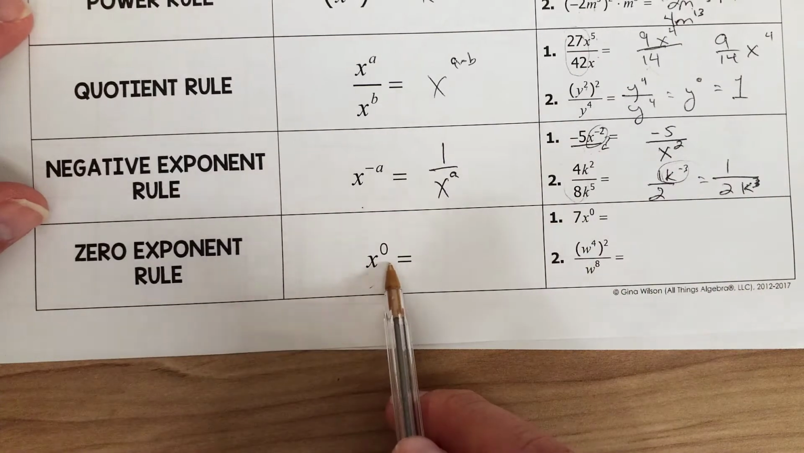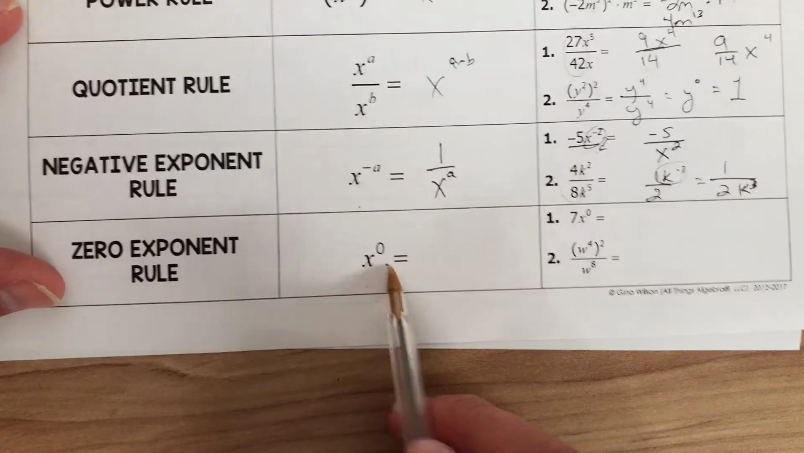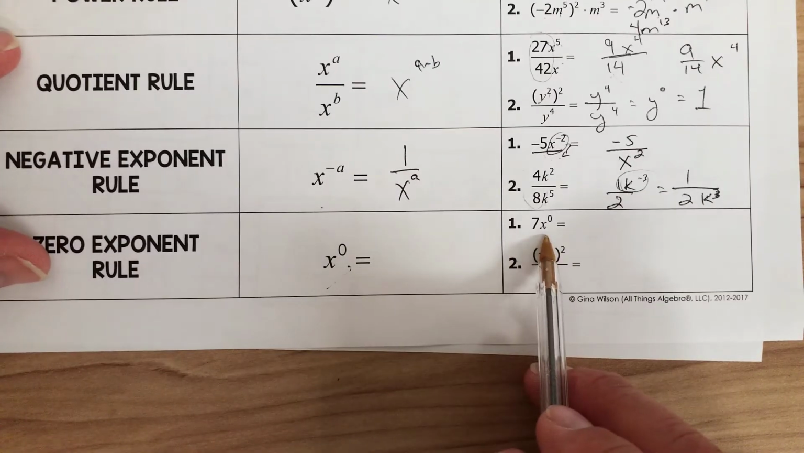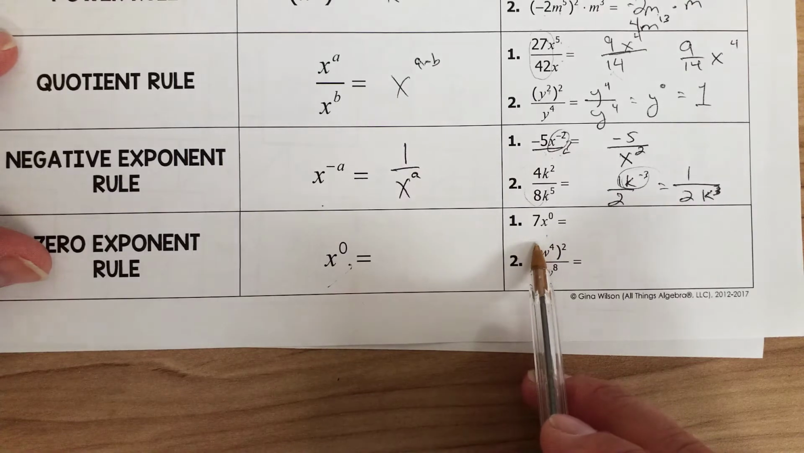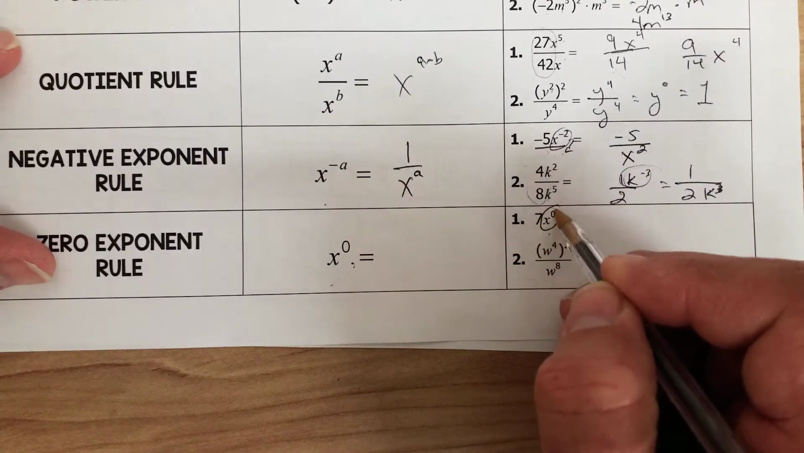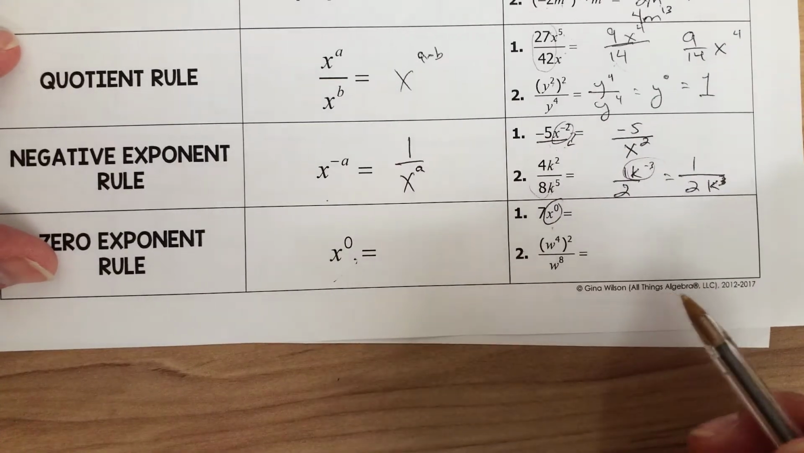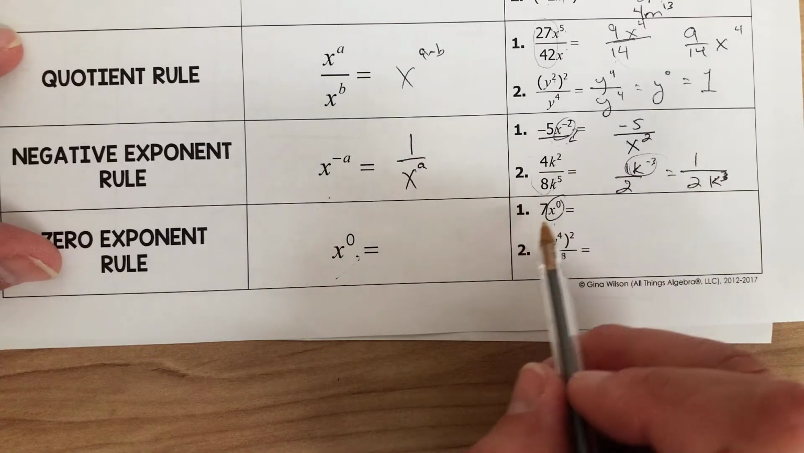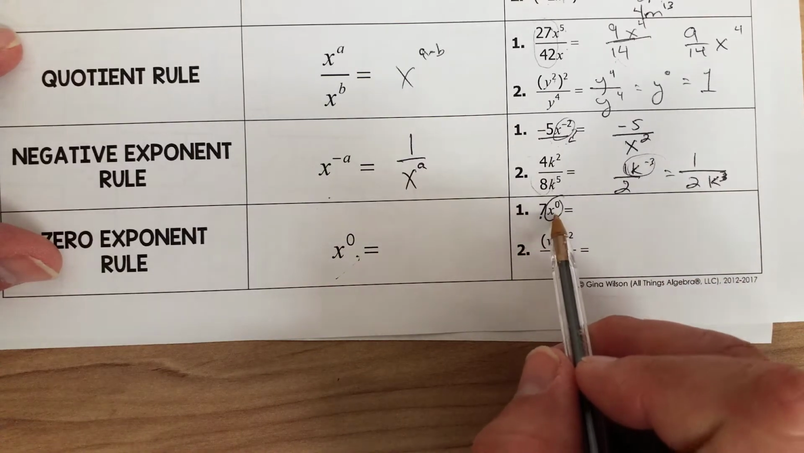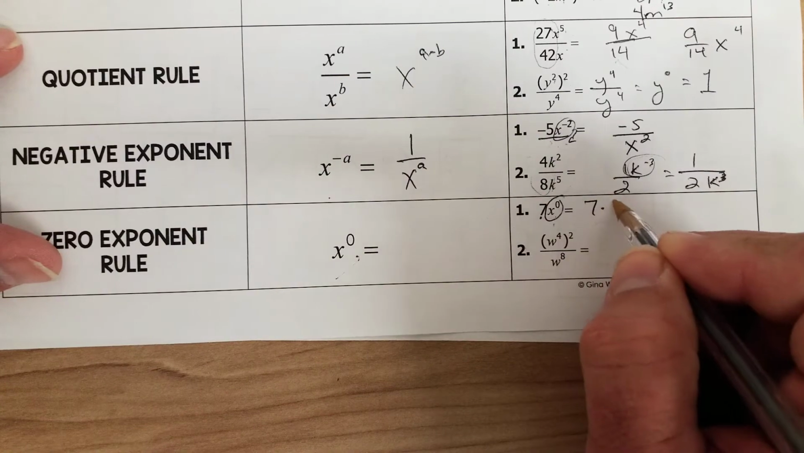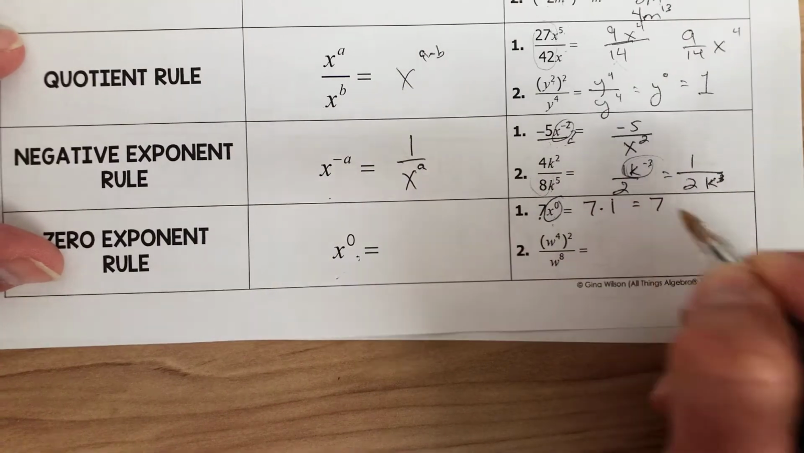The 0 exponent rule, anything to the 0 power is equal to 1. But be careful. The whole thing is not being taken to the 0 power, just this guy. So just that guy is equal to 1 because there's no parentheses. So this really means instead of 7 times x to the 0, it really means 7 times 1, which is 7.